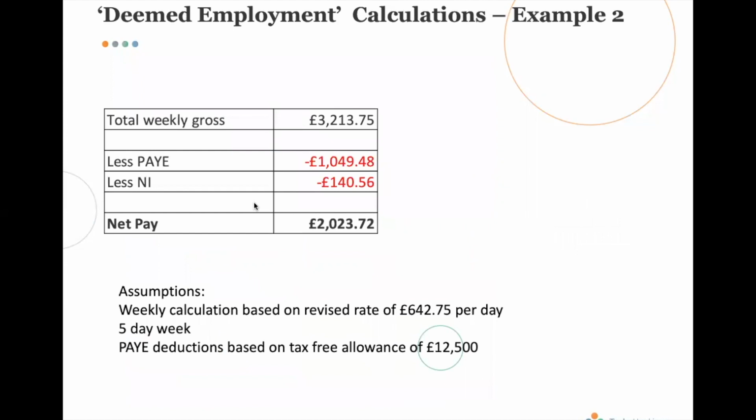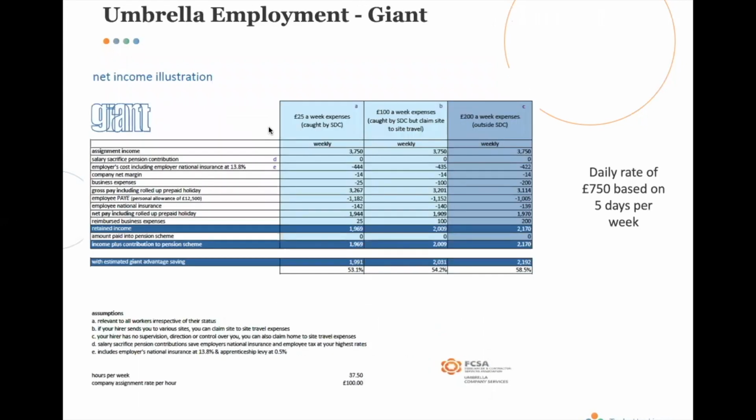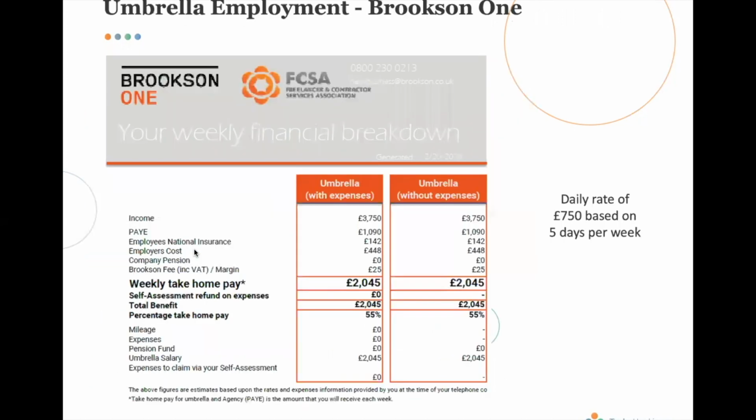The second calculation we have is based on a current day rate of £750. Again, on the same basis, a revised rate of £642.75 would apply in this case, to give a net pay for the week of just over £2,000. Compared with the first umbrella company, ranging between £1,969 to £2,170, depending on expenses. And finally, £2,045 net pay from the second umbrella company. Again, dependent on individual circumstances, and we can provide calculations on personal day rates to you should your assignment fall within IR35.